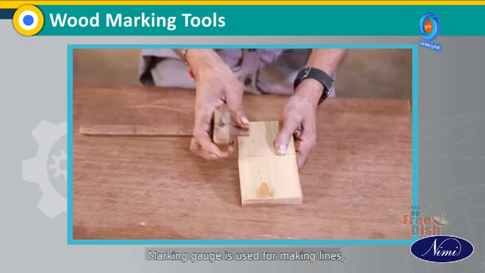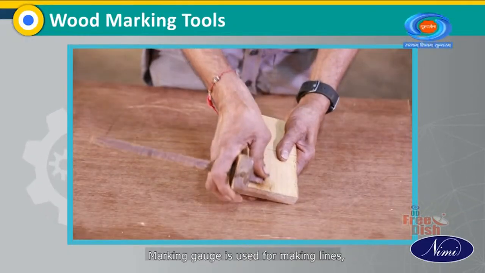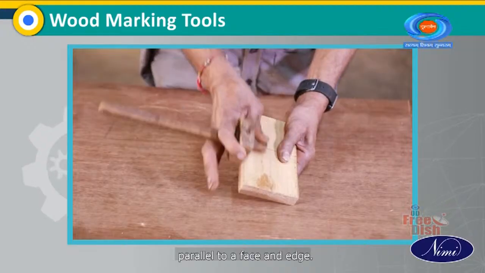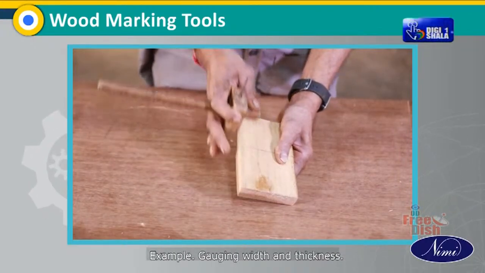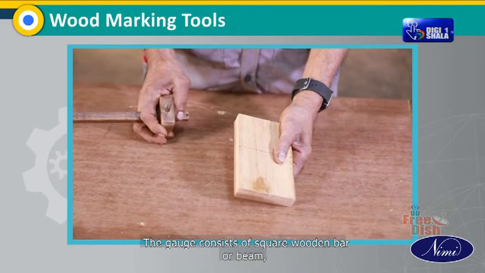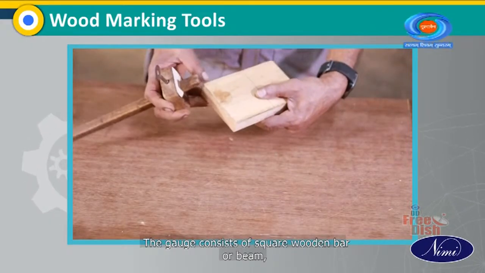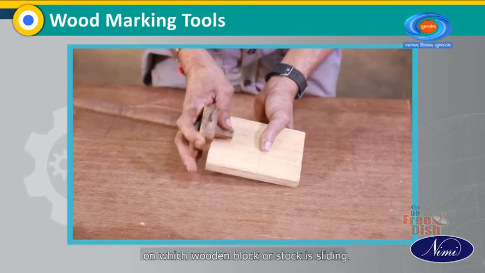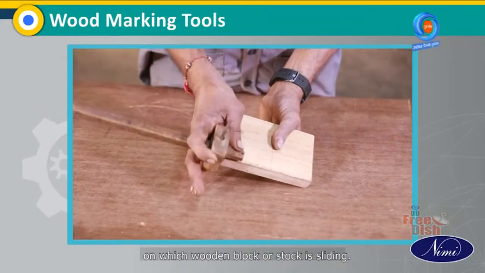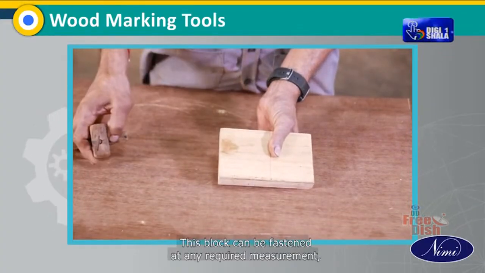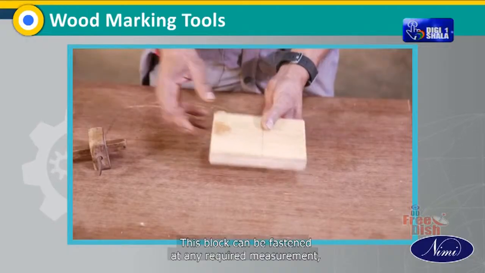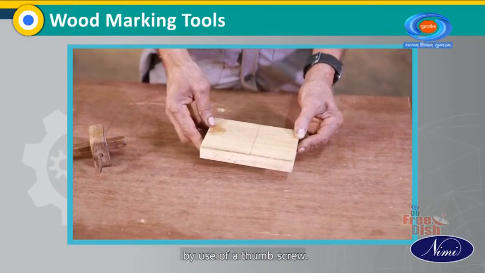Marking gauge. A marking gauge is used for marking lines parallel to a face and edge, for example, gauging width and thickness. The gauge consists of a square wooden bar or beam on which a wooden block or stock is sliding. This block can be fastened at any required measurement by use of a thumb screw.